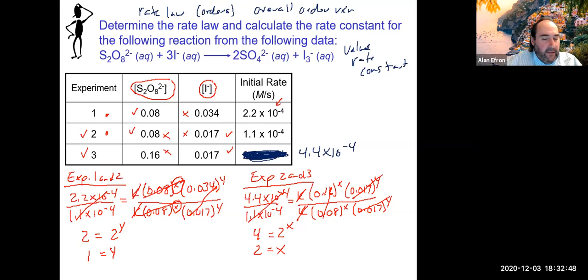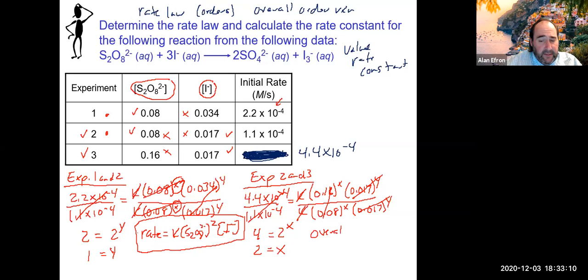So our completed rate law in this case would be: the rate is equal to k times the concentration of S2O8 2 minus squared times the concentration of I minus to the 1. That would be our completed rate law. The overall order in this particular case would then be 2 plus 1, which would give you third order in this particular example. Any questions on that so far?